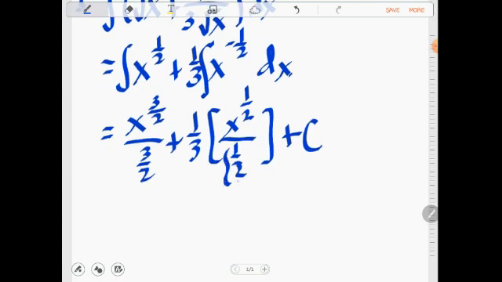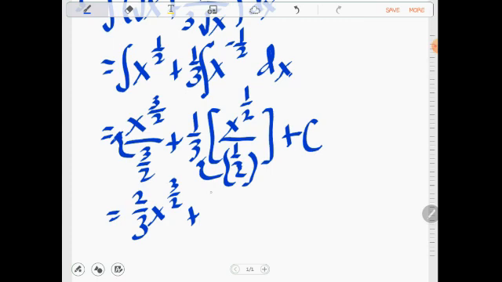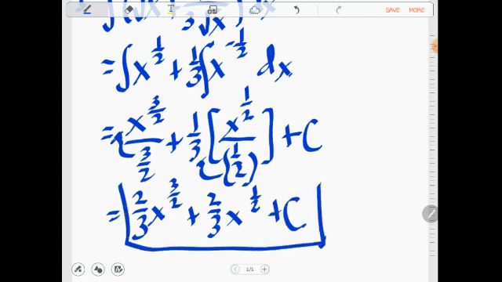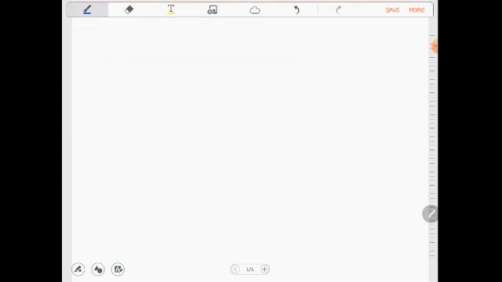So, alam natin na ito ay pwede natin siyang i-reciprocal and i-multiply dito. Okay? So, yan ay magiging ganito. Ito din. So, this would be equals to 2 over 3 x raised to 3 halves plus 2 over 3 x raised to 1 half. Okay? Plus the arbitrary constant c. So, ito yung sagot sa ating question number 5. For question number 6, okay? So, yung ating number 6 is ganito.